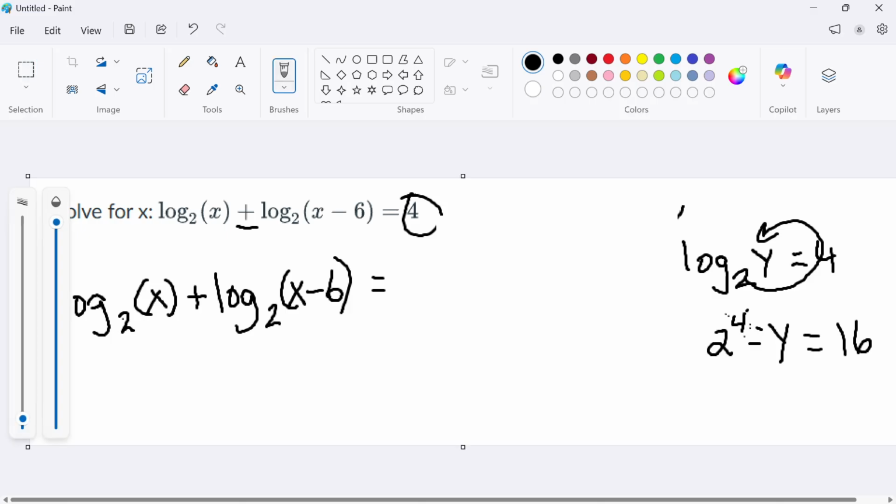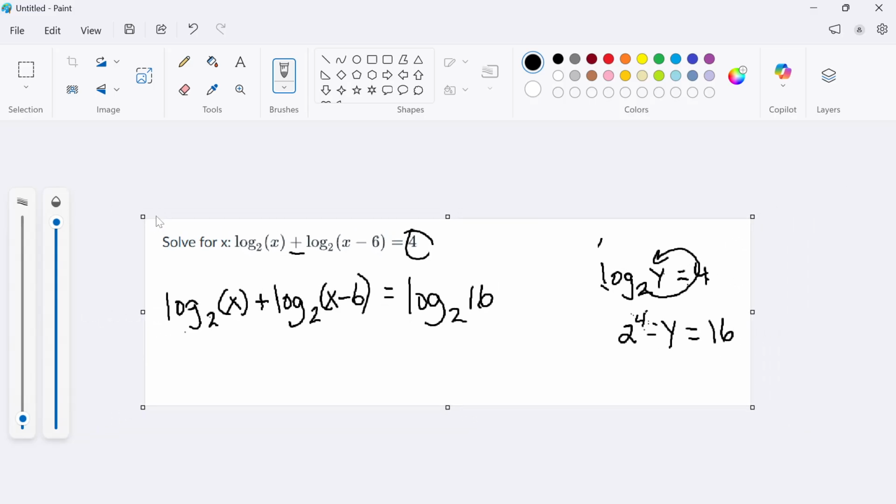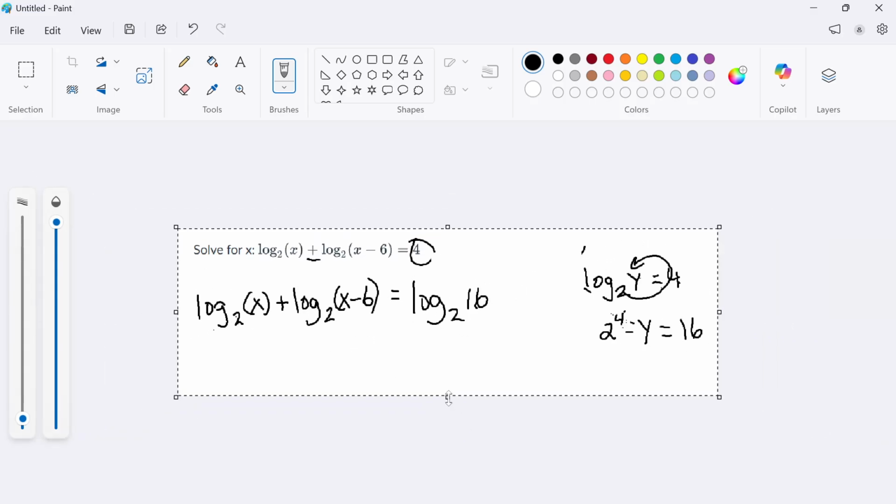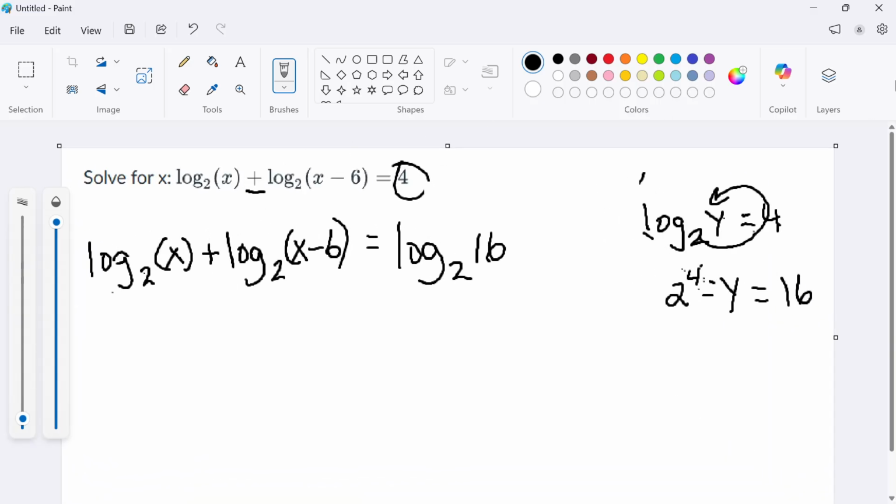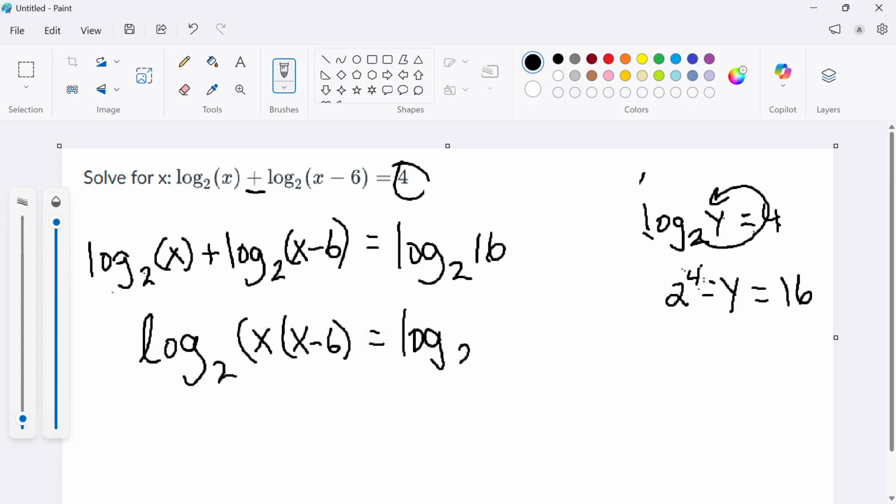So this is log base 2 of 16, because I said log base 2 of y equals 4. I found out y is 16, so log base 2 of 16 is 4. Well, now I can combine these two. If I zoom out a little bit, you can see the whole thing. I will combine these two, and this is log base 2 of x times x minus 6 equals log base 2 of 16. And x times x minus 6 is x squared minus 6x equals 16.